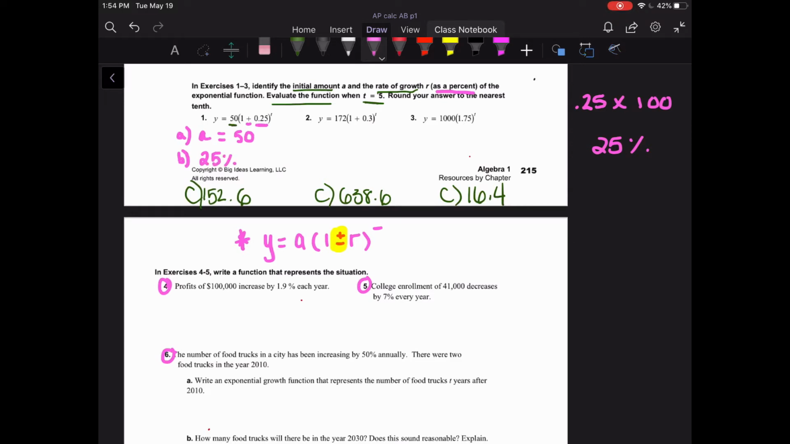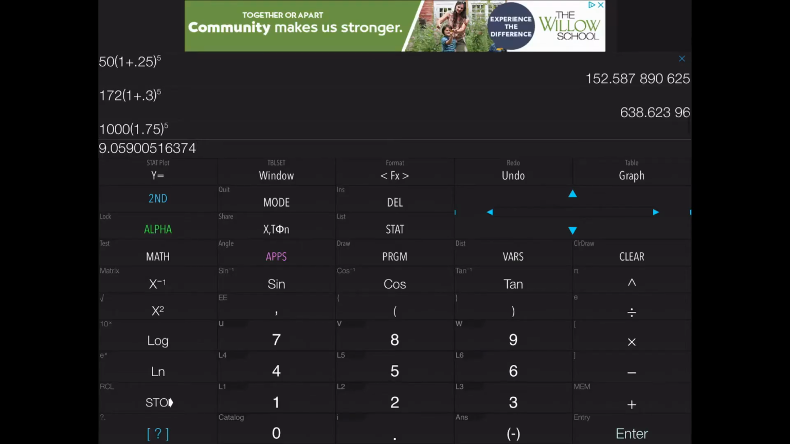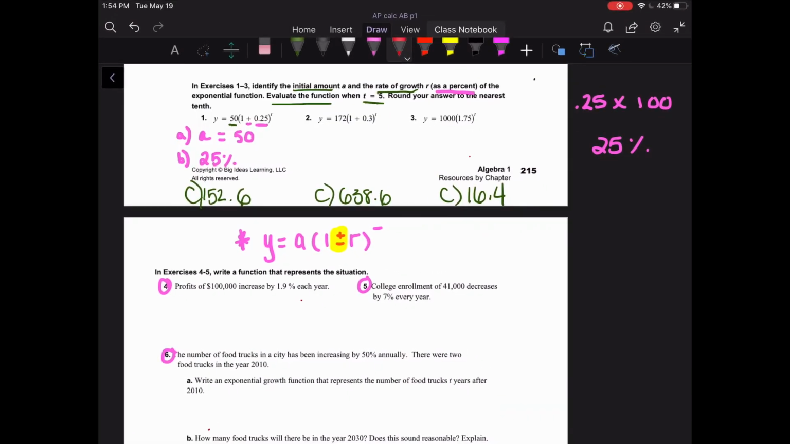And C says, evaluate when t equals 5. In your calculators, just to show you what you would type in, it's that top line: 50 times (1 plus 0.25) to the power of 5. You'd use the caret key right here. That is equal to 152.58, and we round to the nearest tenth, so 152.6. In this case, for your calculator work, I'll show you in a moment, but let's do part A and B.